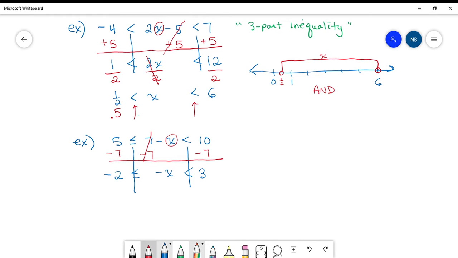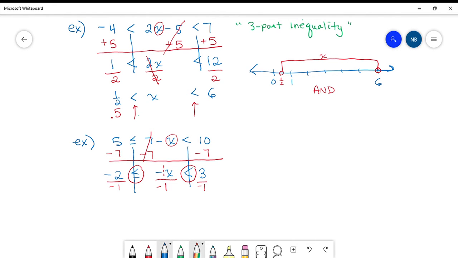Now I'm still not done isolating, because remember that negative means there's a -1 attached to the x. The only number we want in front of x is an invisible +1. So we're going to divide by -1 on all 3 parts. We're dividing by a negative. So when you divide by a negative and you're working an inequality, you have to remember to flip those inequalities over.